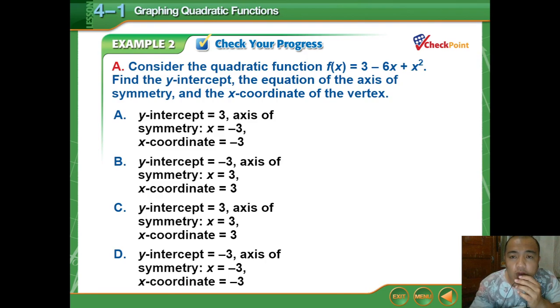So therefore, the y-intercept is c, which is 3. Axis of symmetry is x equals negative b over 2a, negative 6 over 6, so negative 1, or 3.